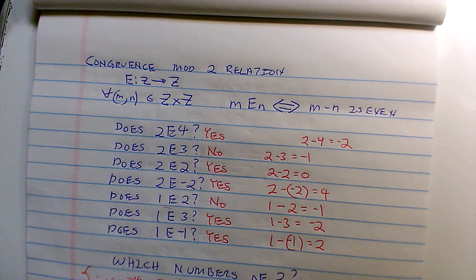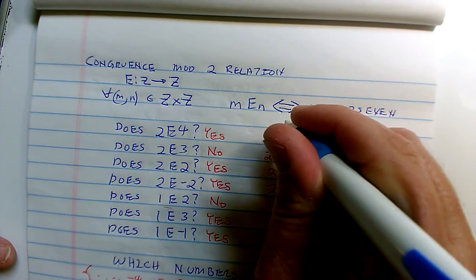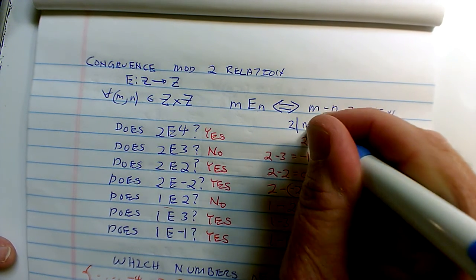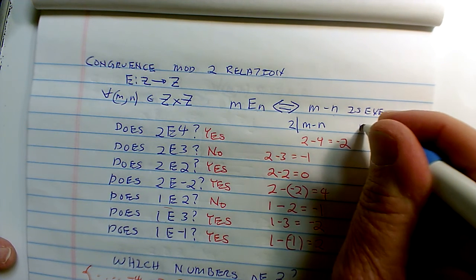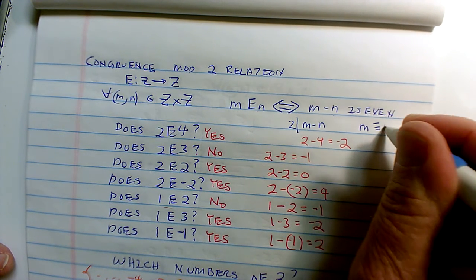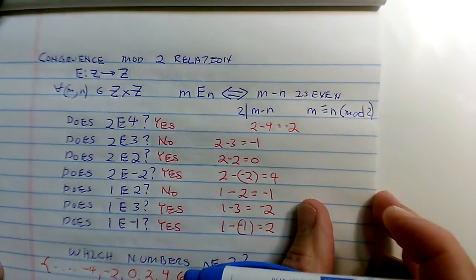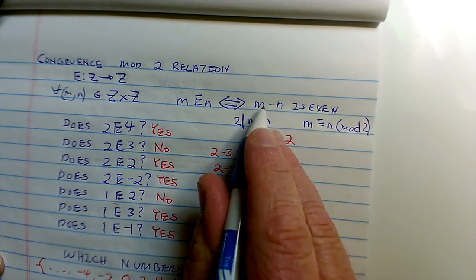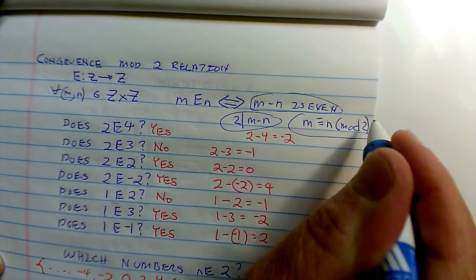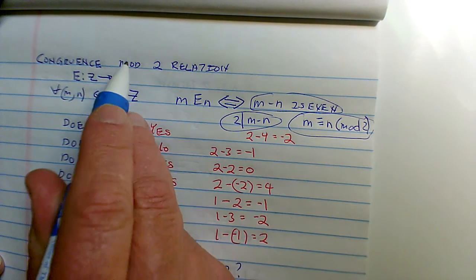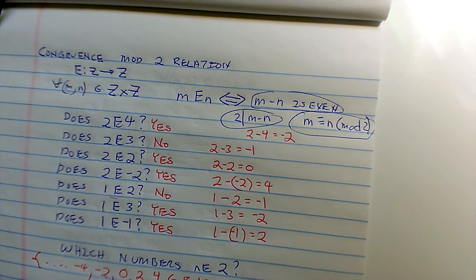We could write that 2 divides m minus n, or we could write that m is congruent to n mod 2. All of those are ways of expressing this idea. And the way that's most popular is this mod 2.